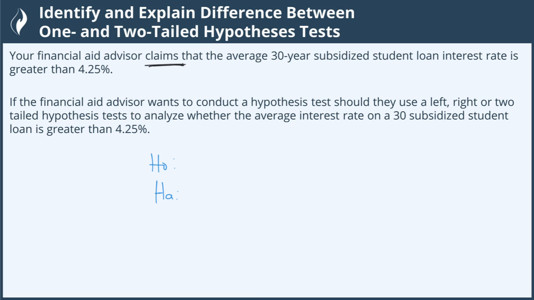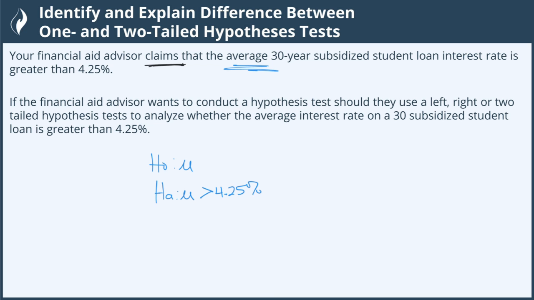Now you're doing a claim about an average for a population. So we always want to determine the parameter that goes here, which is mu, our population mean. And the claim is that the average of this is greater than 4.25%. So anytime you're dealing with greater than, less than, not equal to, that always goes on my alternative. So the claim is that the average is greater than 4.25%.